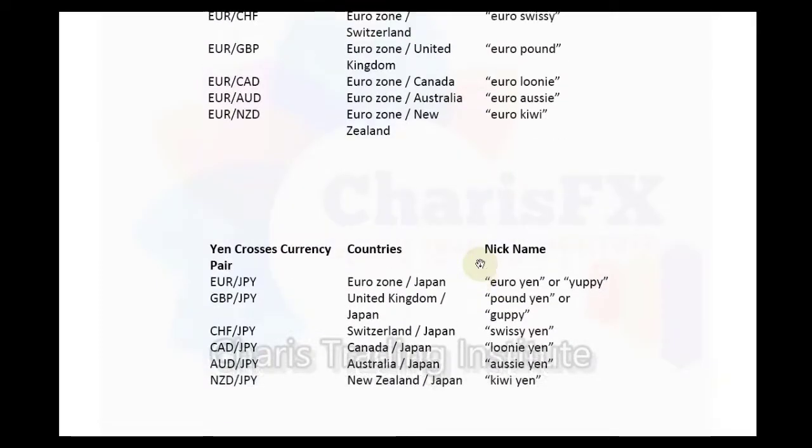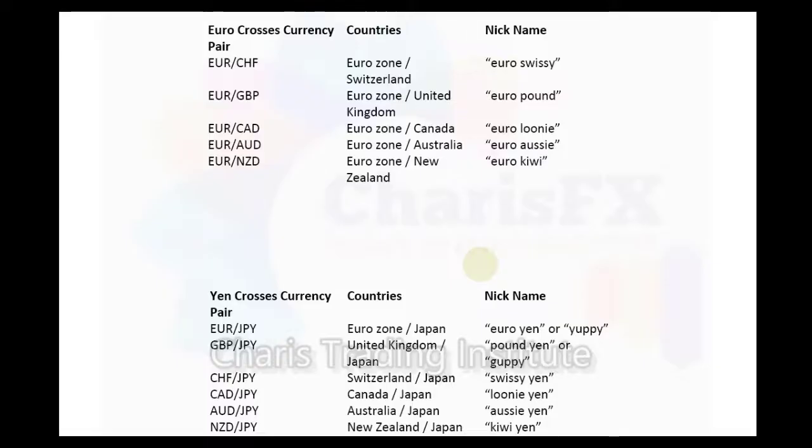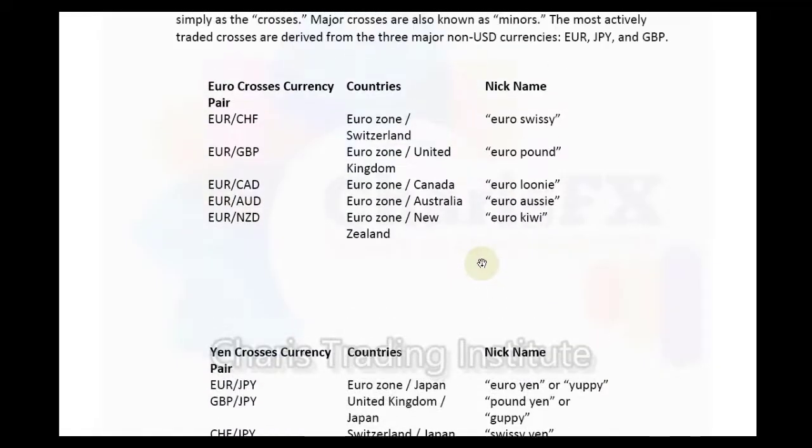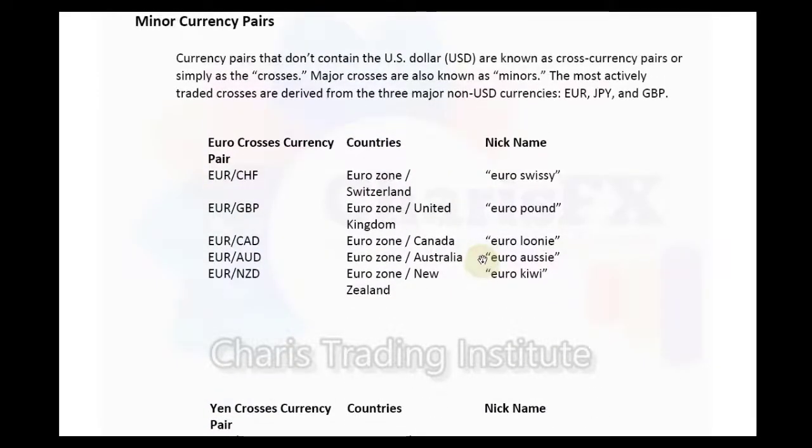Remember I gave you an example earlier. I said that the most actively traded crosses are a derivative of three non-major currencies, either Euro or yen or GBP. So the first ones we looked at were minors that are a derivative of the Euro. So you can see Euro CHF, Euro GBP, Euro CAD, Euro AUD, Euro NZD. All these are derivatives of the Euro. Okay, these are minors derived from the Euro.